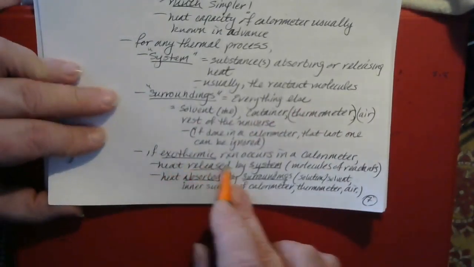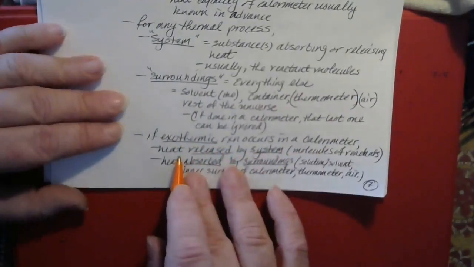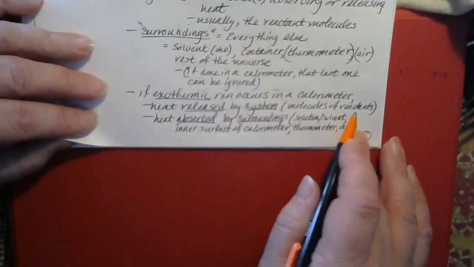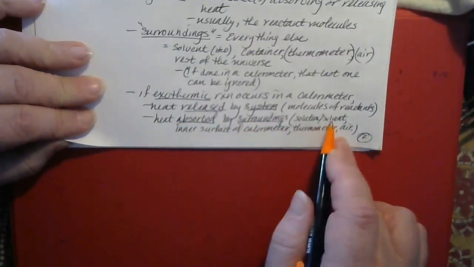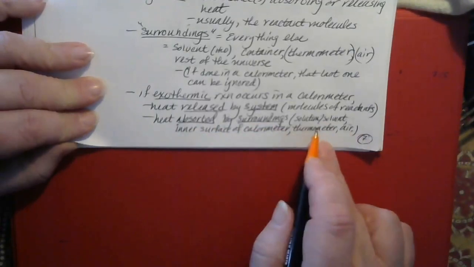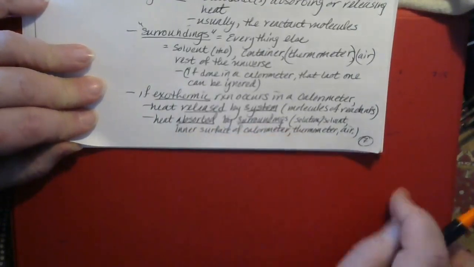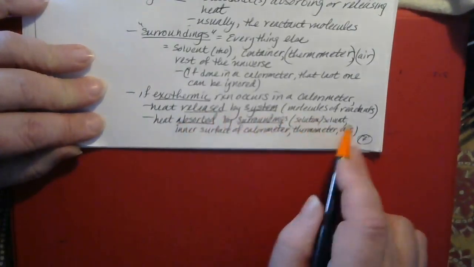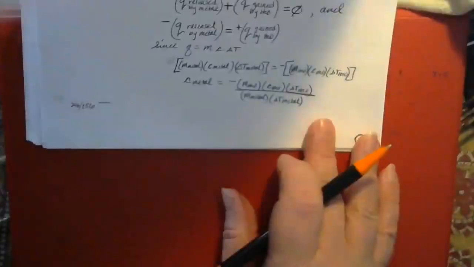If the reaction is exothermic and it occurs in a calorimeter, then that means that the heat is going to be released by the system, that is the reactant molecules, and the heat's going to be absorbed by the surroundings, and that would be the solution or the solvent, and the inner surface of the calorimeter and the thermometer and the air. Although, as I said, thermometer and air can usually be ignored. And if it's in styrofoam, then you can even ignore the inner surface of the calorimeter. So principally, what's absorbing the heat given off by the reactants would be the solution or solvent. In most cases, that would be water.